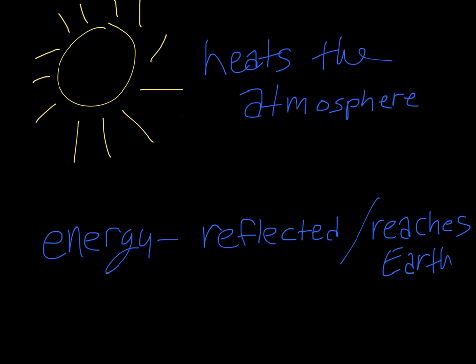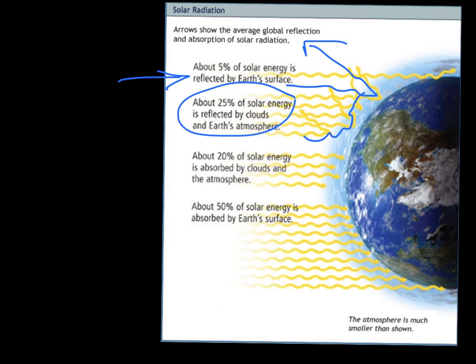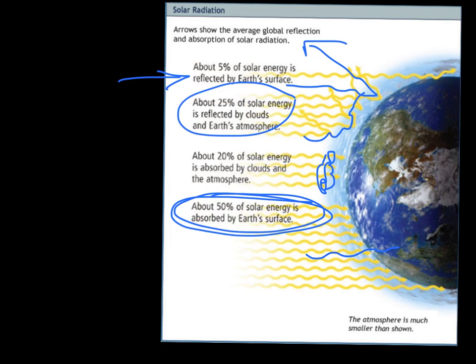Energy from the sun heats the atmosphere. Some energy is reflected while the rest reaches the earth. As the sun's energy enters the earth, you're going to see about 5% of it reflect back off the surface. 25% of it is going to be reflected by clouds and Earth's atmosphere. 20% is going to become solar energy that is absorbed by the clouds in the atmosphere. And 50% of it is going to be absorbed by the Earth's surface, and it's going to heat the Earth's surface.